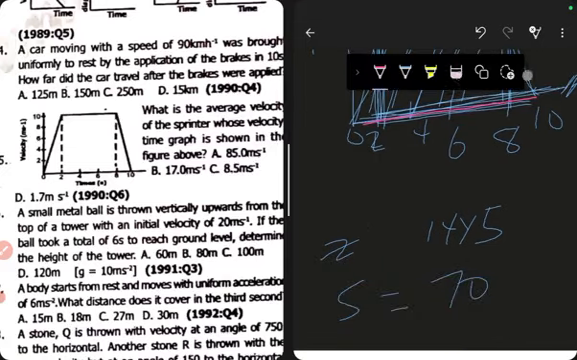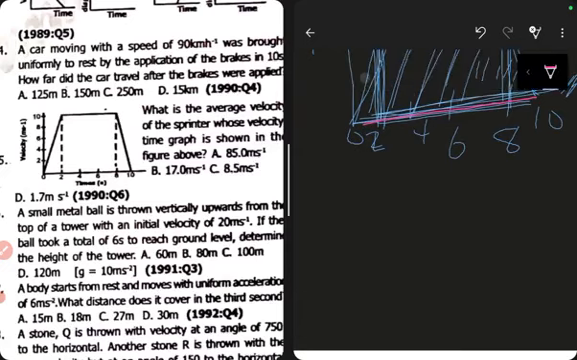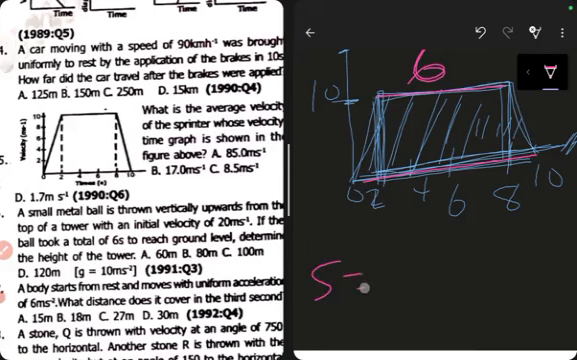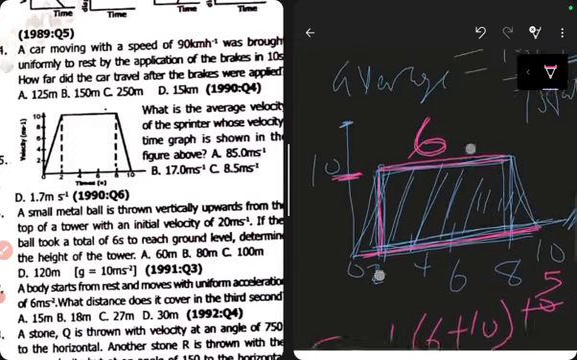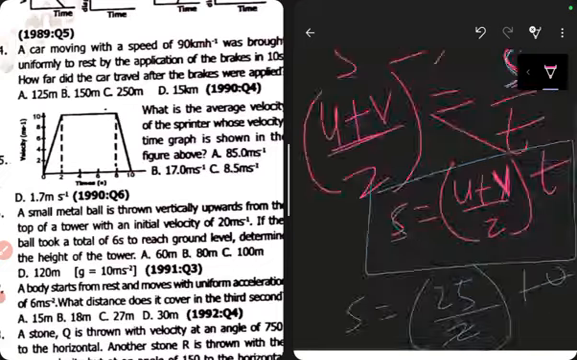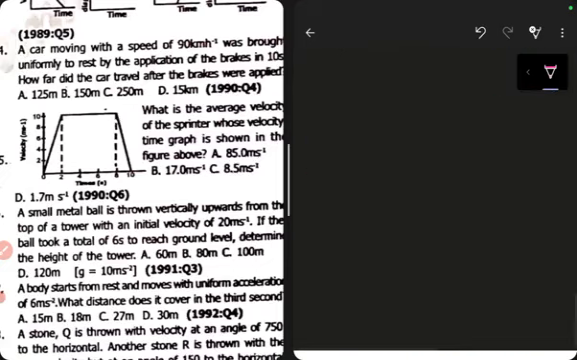So the distance covered, which is the area of that graph, will be half the sum of the parallel sides: A, which is 6, plus B, which is this full side, which is 10, times the height. How high it is, if you check, is 10. So 2 here 1, 2 here 5. So S is now going to be 16 times 5, and that should give me 80 meters. So the total distance covered as shown by our graph is 80 meters. But then we're told to find the average velocity.